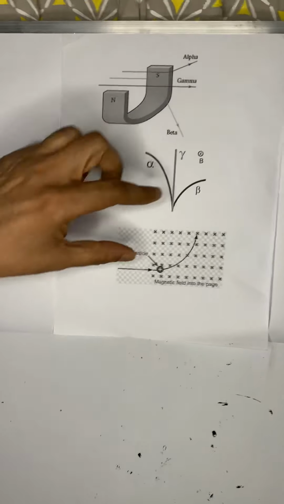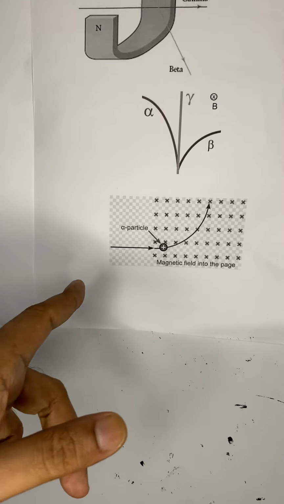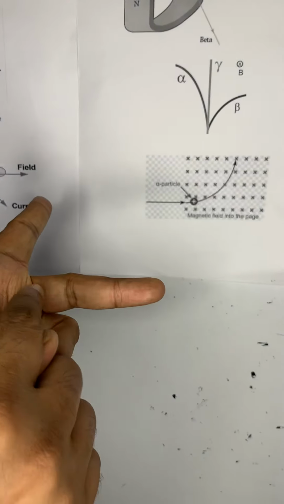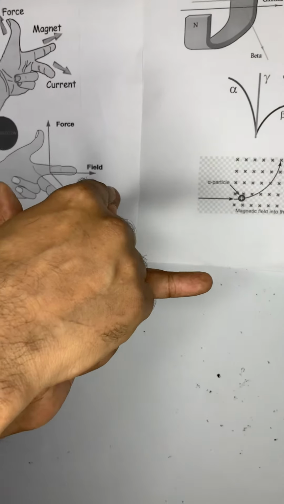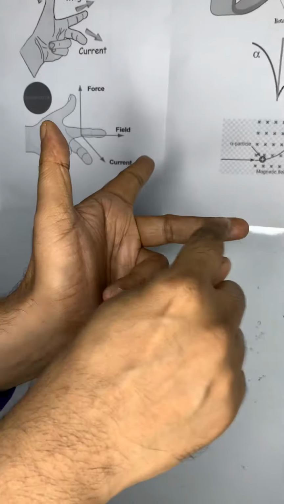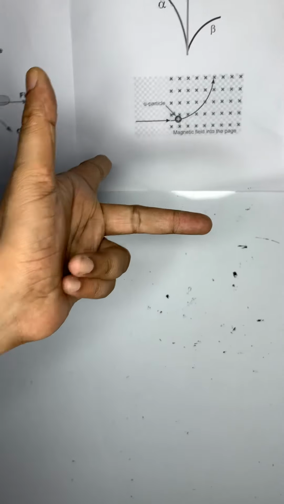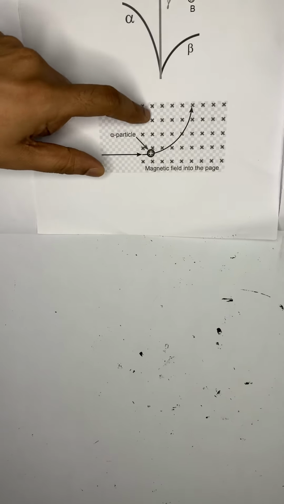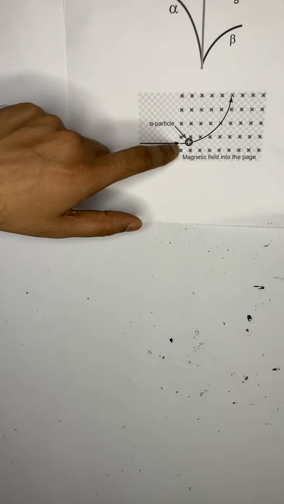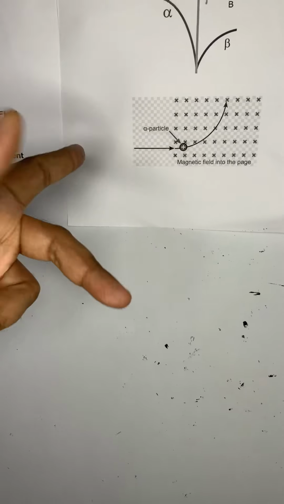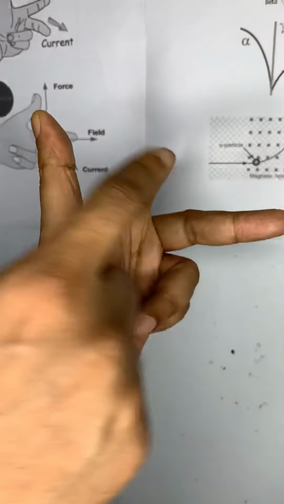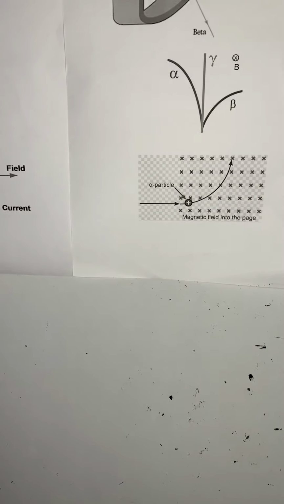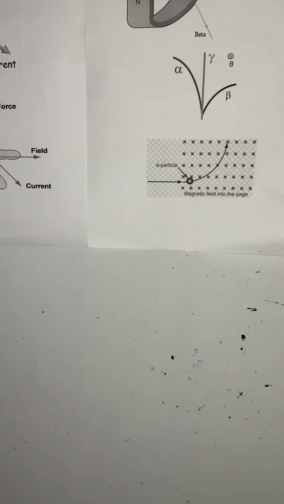Now this is the last example. You see alpha particle, and this is the cross. Cross means the magnetic field into the page, and alpha particle means the direction of the current. So this is the direction of current, and this is the direction of magnetic field. So of course this alpha particle will deflect in the upward direction. So cross is the magnetic field into the page, and the direction of the alpha particle means the direction of the current. So this is the direction of the deflection. So the alpha particle is moving upward. So this is basically Fleming's left hand rule.